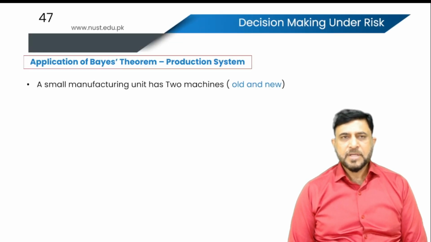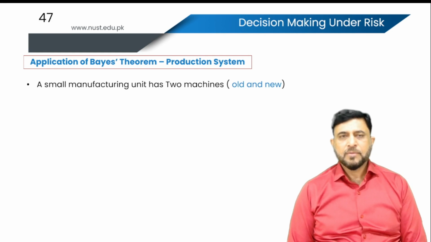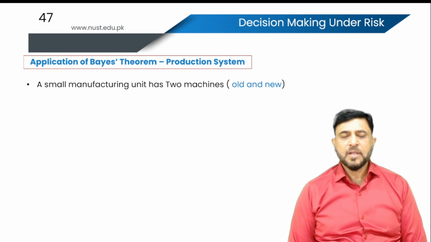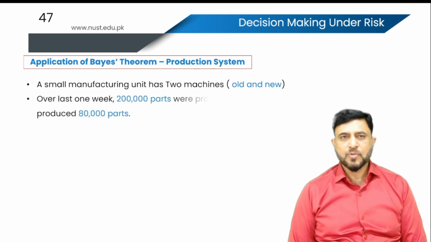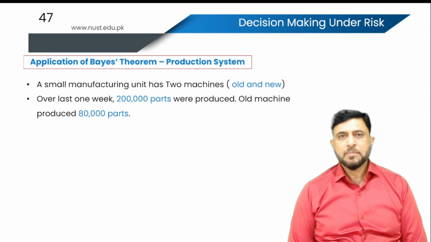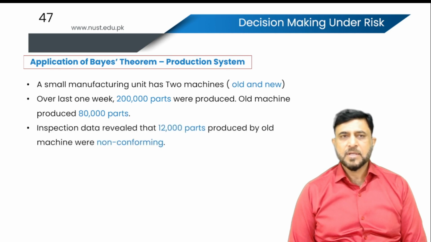So, what is the application of Bayes theorem in the production system? For example, let's say a small manufacturing unit has 2 machines, old and new. Over the last 1 week, 200,000 parts were produced. Out of the 200,000 parts made, the old machine produced 80,000 parts.